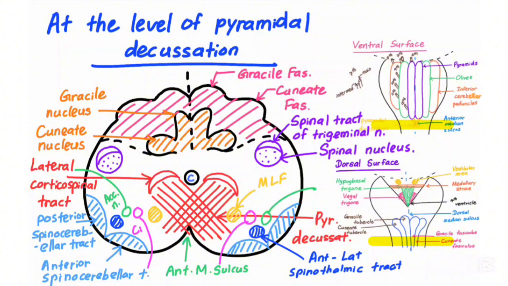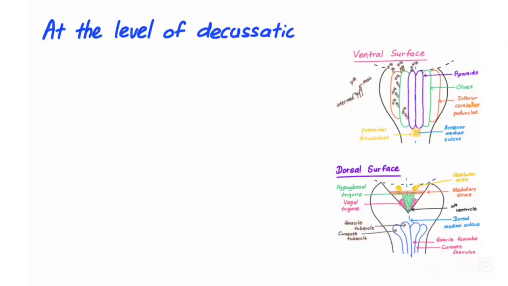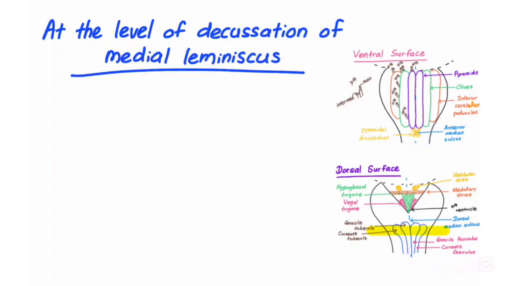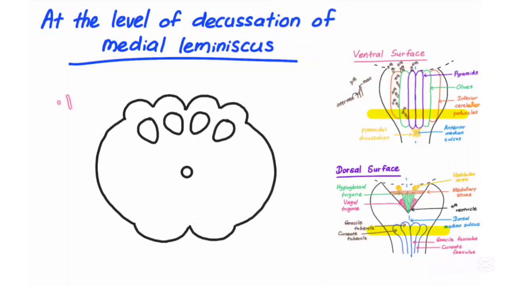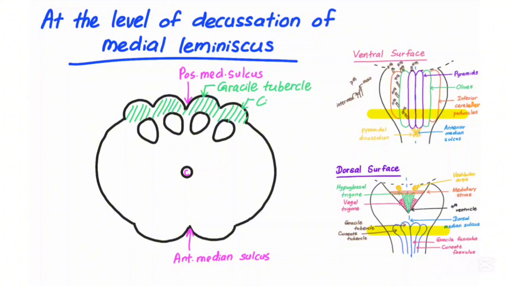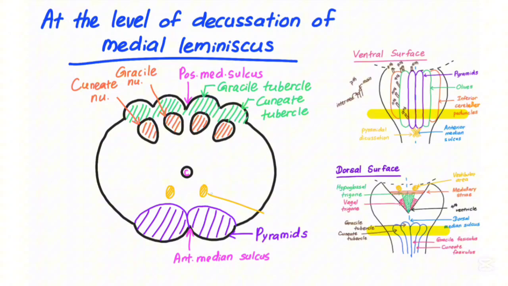Now let's go to the second cross section. It is at the level of decussation of medial lemniscus. Same as earlier, here's the dorsal surface and ventral surface. This is posterior median sulcus and this is anterior median sulcus. So in the dorsal surface we can see the gracile tubercle and the cuneate tubercle, and inside them we can see the gracile nucleus and cuneate nucleus. And in the ventral surface we can see pyramids, and here are medial lemniscus. At this level, the most important thing is decussation of medial lemniscus.